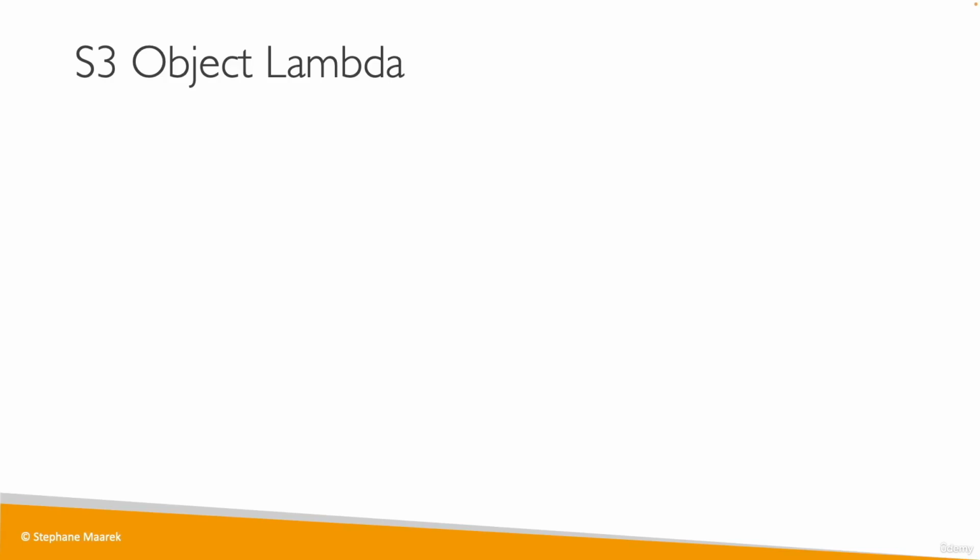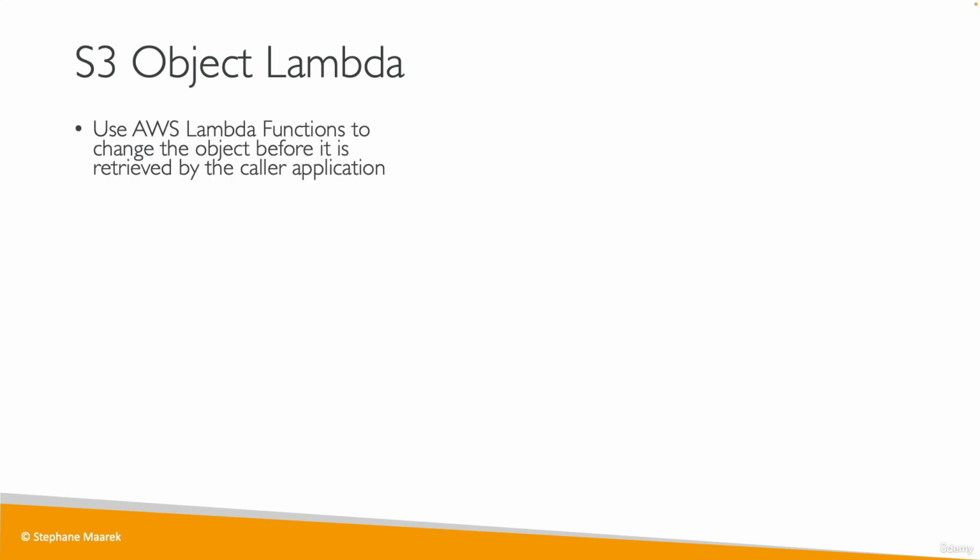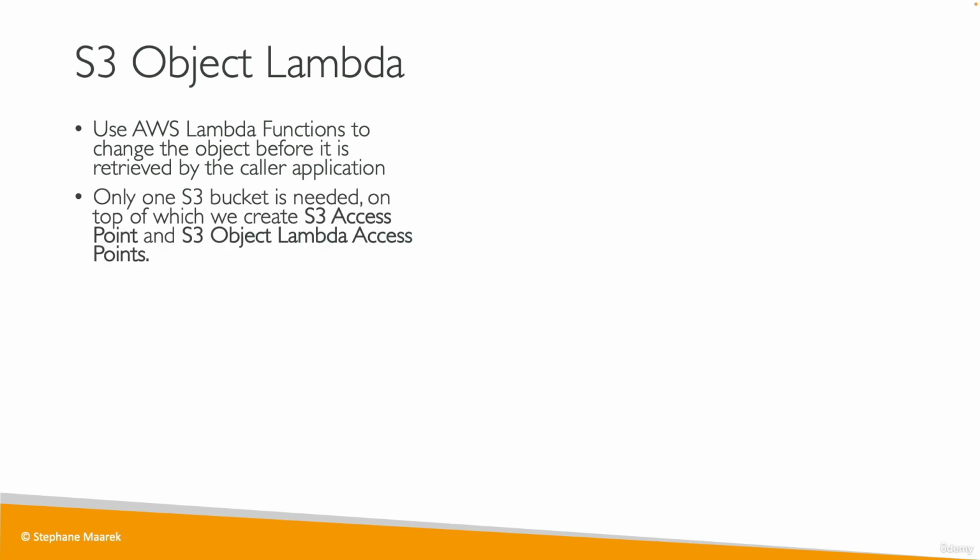So there's another use case for S3 access points, and it's called S3 Object Lambda. The idea is that you have an S3 bucket, but you want to modify the object just before it is being retrieved by a caller application. And instead of, for example, duplicating our buckets to have different versions of each object, we can use S3 Object Lambda instead. And for this, we need the S3 access points that we just saw.